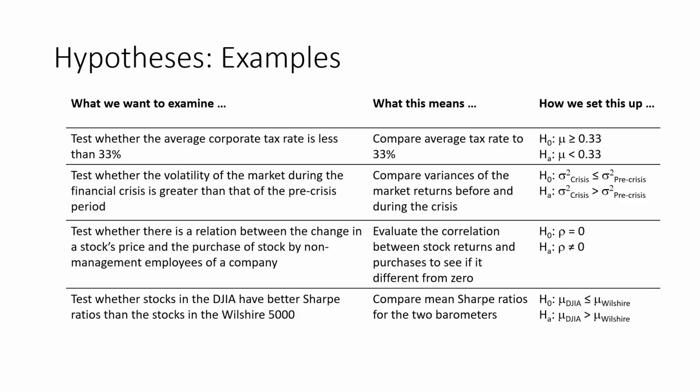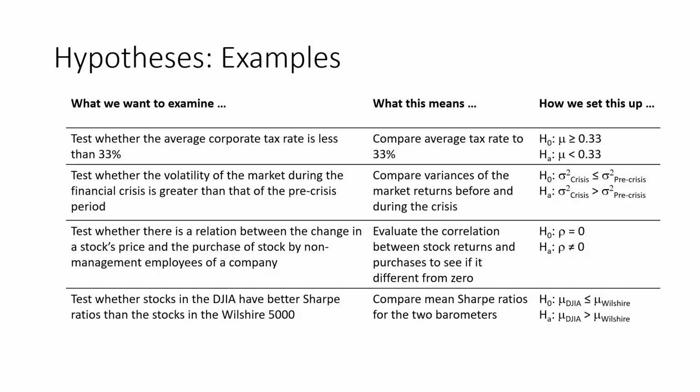We can test whether there is a relationship between the stock price and the purchase of stock by non-management employees of the company. We're talking about a correlation in this case. There's nothing in terms of greater than or less than, other than: is there a relationship? So in this case, the alternative is not equal to, and the null is the simple null equals 0.